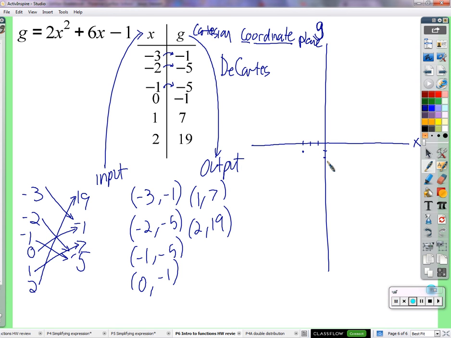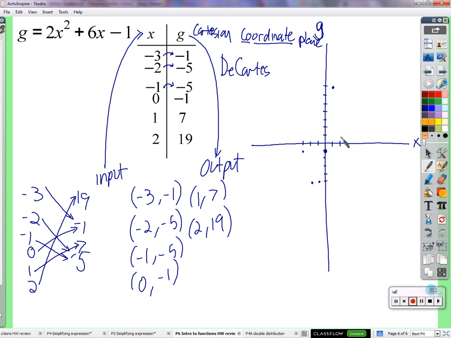All right, so we'll continue to do that for the rest of these. 3, 4, 5, -2, -5. -1, -5. 0, -1. 1, 7. And, well, look at that. 2, 19. The way that I've drawn this Cartesian coordinate plane doesn't have enough room for 2, 19. But it does tell me that when I plug 2 in, this point's going to be way up there. So this is what graphs are useful for. I can start to see how this function behaves.